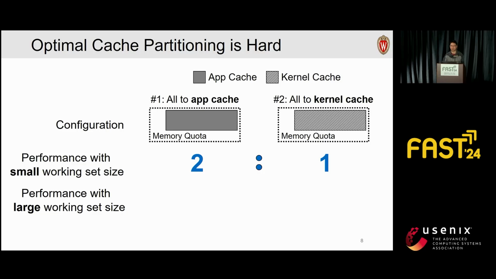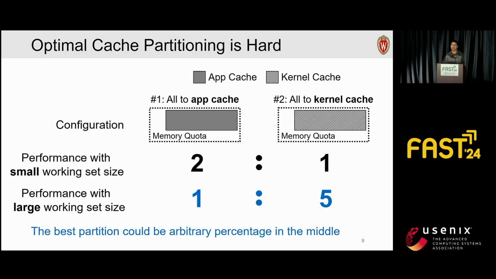When the working set is small, giving all the memory to the application cache could be 2x faster than giving all the memory to the kernel cache, because the application cache holds all the data. But with a larger working set, giving all the memory to the kernel cache could be 5x faster instead, because the kernel cache still holds all the data in the compressed form. Therefore, it incurs far less device access than the other configuration. According to our study, the best cache partition could vary a lot depending on workloads and environments.